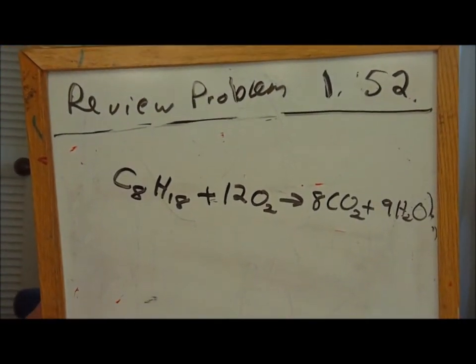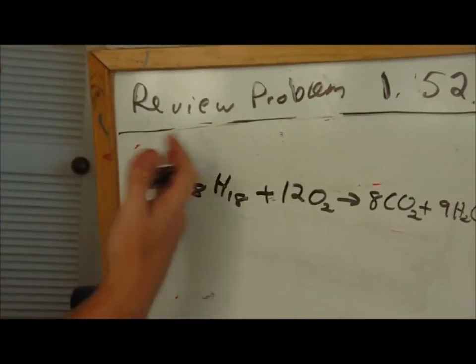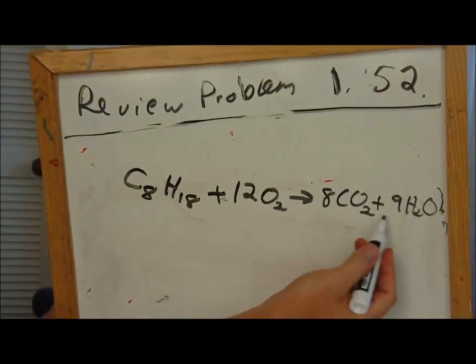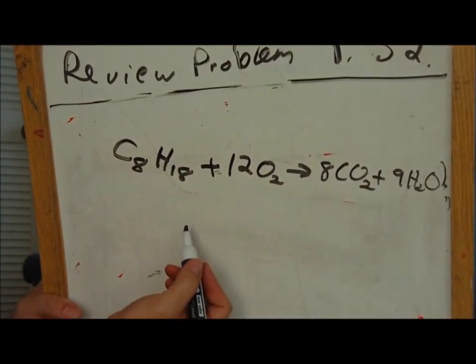Let's just see if there's the equivalent number of atoms of each element on both sides. How many carbons do we have on the left? We have 8. How many carbons do we have on the right? We have 8. So that looks good.